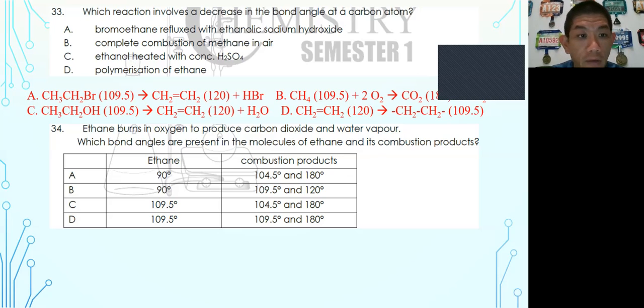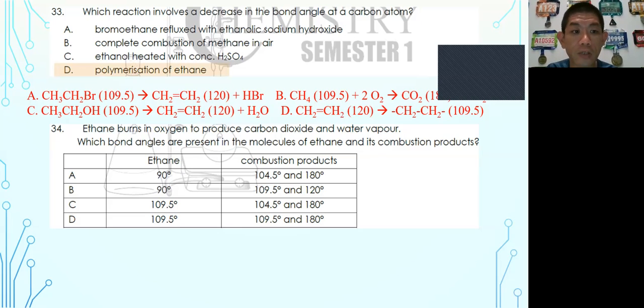In B, if you have a combustion of methane, so you burn to get carbon dioxide and water. So it's from 109 to 180. So this is for B. And then for C, also dehydration. So dehydration makes the angle become greater. And then finally, from CH2 polymerized, you have a smaller angle. So the best answer in here is D. Okay, so this is for number 33.